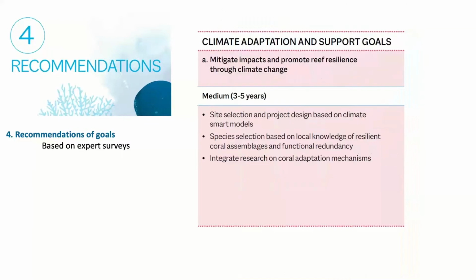For example, if your goal is to use reef restoration as a way to mitigate impact and promote reef resilience through climate change, then you need to have a timeline of, at the very least, 3 to 5 years. In terms of site selection and project design, you should account for climate smart models and make sure that you have the best chance of success given projections of the impact of climate change at this location. For selecting the species to use for restoration, you should use local knowledge of resilient coral assemblages as well as functional redundancy. And then you should try to integrate as much as possible the latest research on coral adaptation mechanisms.